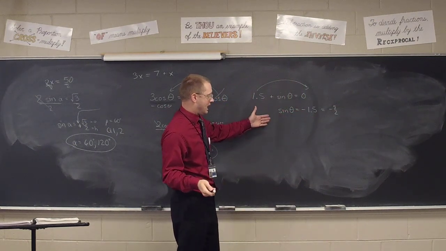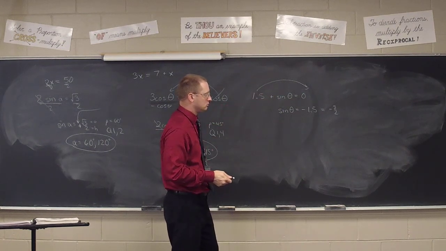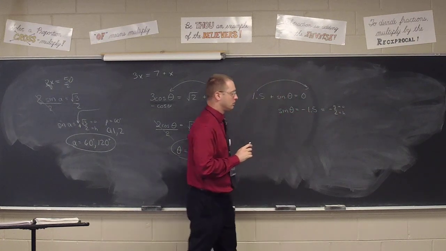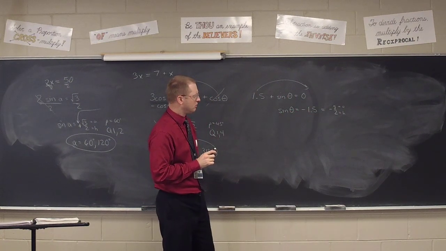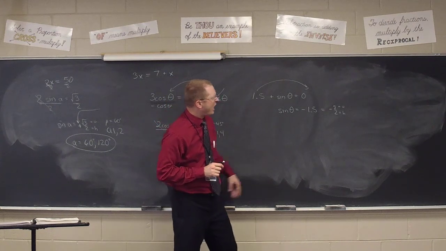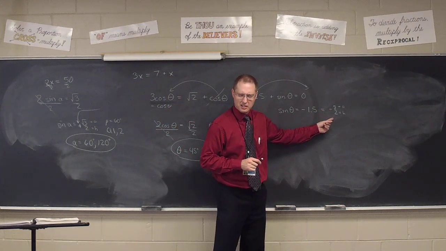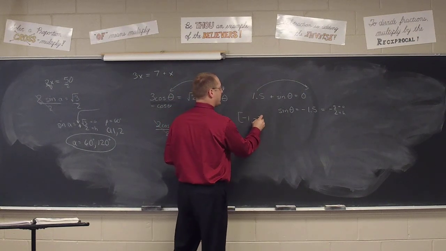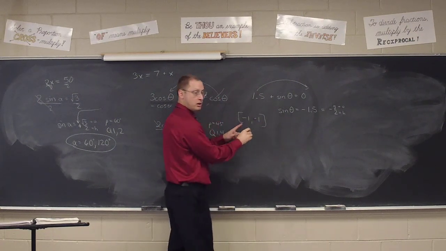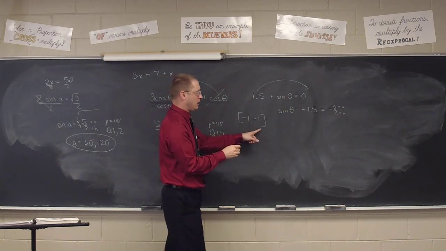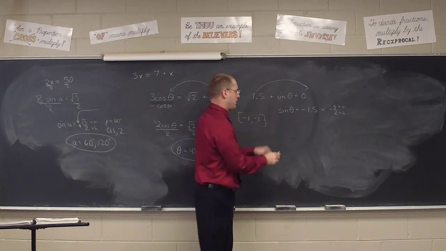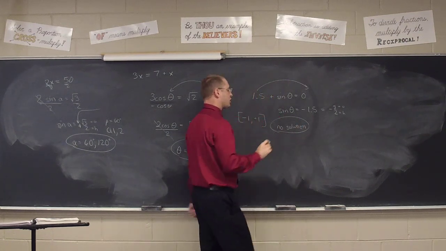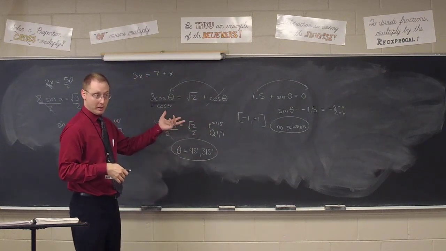Well, when is sine negative 3 over 2? Opposite over hypotenuse. Wait a second. A leg is bigger than the hypotenuse? No. In fact, remember, we said sine goes from negative 1 to positive 1. That's the limit. It doesn't go past that. That's not an answer. There is no solution. And so remembering some of those limitations that were on the ranges.